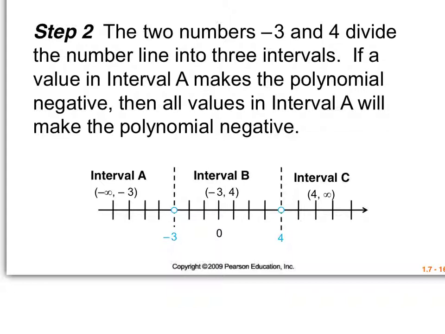And I'm going to have to use some test points in each of these intervals to determine which interval is included in my solution. So for instance, I might test the number negative 4 in this section. I'm going to test 0 in this section. It's always easy to test 0 wherever it is. And then I'm going to test 5 in this last section. And by testing, I mean I'm going to take that value and plug it into the original inequality to see if it satisfies that inequality. And we're going to do that on this next little slide.